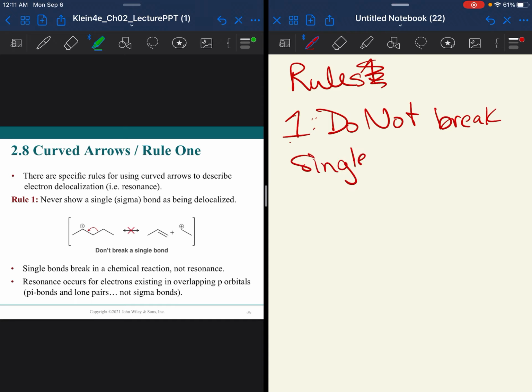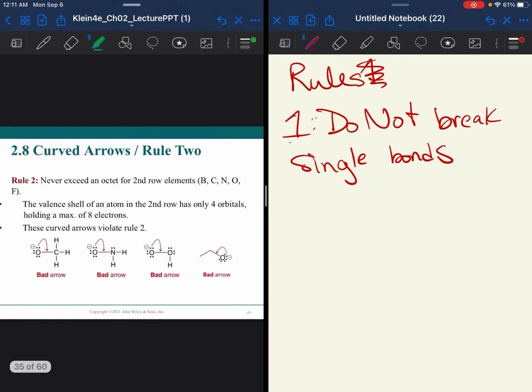Single bonds are sigma bonds. The only bonds that are, quote unquote, breaking when you are doing resonance are pi bonds. So it's always double and triple bonds and lone pairs that you're moving around. So do not break single bonds. They break in a chemical reaction, not for resonance. We will break lots of single bonds later on when we talk about reactions.